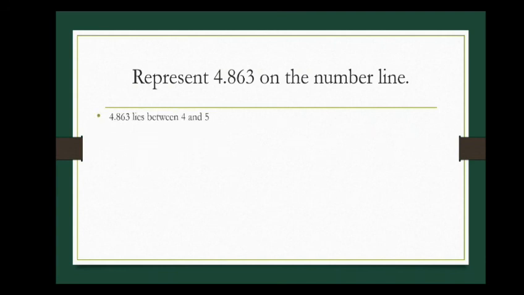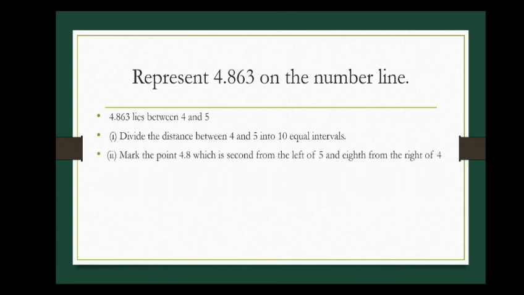First, we have to see where 4.8 lies. 4.863 is greater than 4 and less than 5, so it lies between 4 and 5. We divide the distance between 4 and 5 into 10 equal intervals. So you will get 4.1, 4.2, 4.3 like that. So we get 4.8, 4.9, 5, right? From 5, left of 5 it will be the second one, and from 4 it is the 8th.